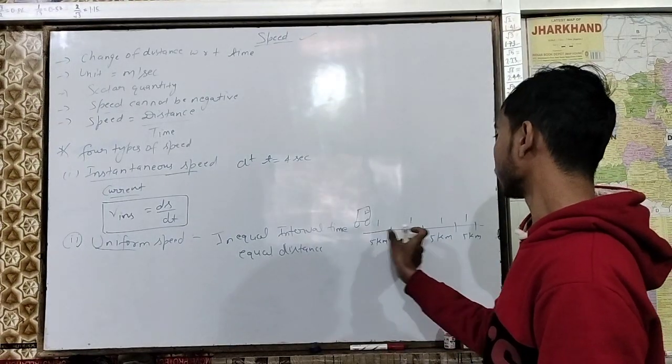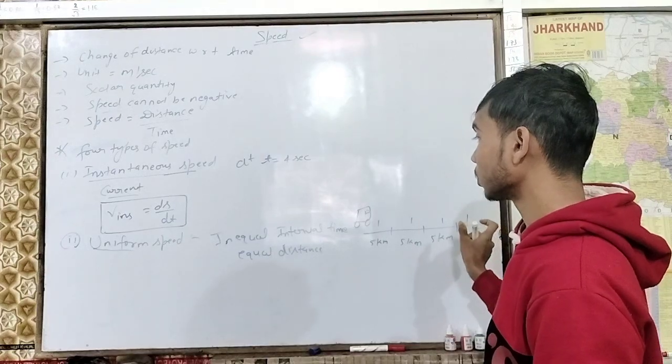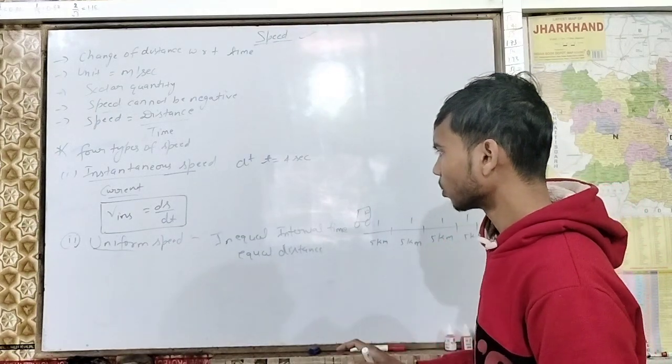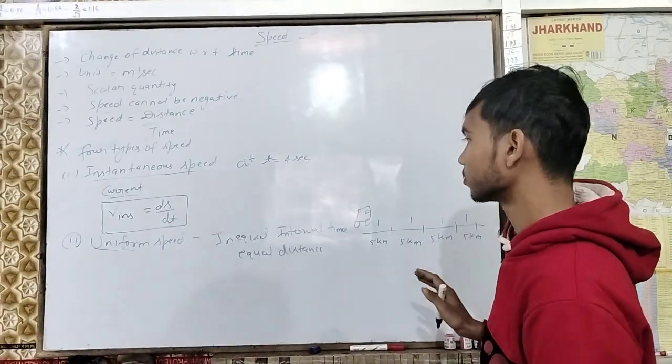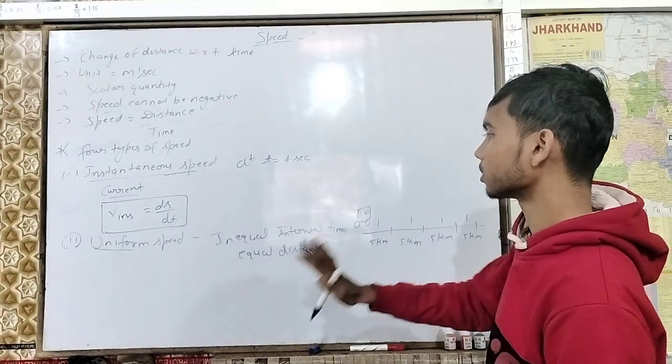This 1 hour is our equal interval of time, and the distance is the same. This will be known as uniform speed.